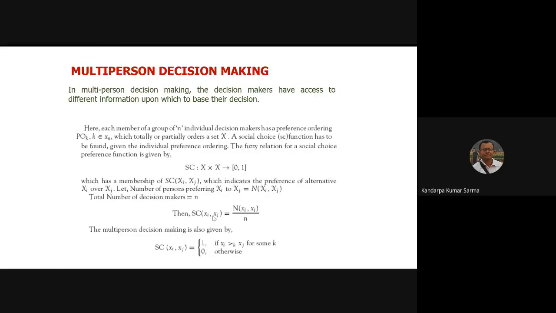Similar is the case with multi-person decision making, where the decision makers have a link to different content based upon which the decision is based. So here each member of the group N of individual decision makers has a preference. Depending upon the preference, we can say a multi-person decision is given by S(Xi, Xj) equal to 1 when Xi is greater than Xj for some k, and 0 for the rest of the cases.